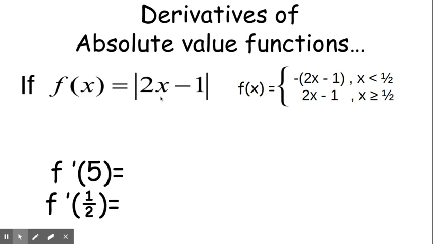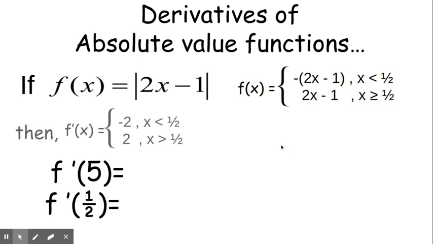So now that we've rewritten this absolute value as a piecewise, now we could answer our question about derivatives. So now we're going to take the derivative of the piecewise by taking the derivative of the top and the bottom. So the derivative of this top function when x is less than 1/2 is just going to be -2. The derivative of the bottom function is just going to be +2. And remember, this one we don't put the equal sign because if the derivative is not the same at the left and right, then it doesn't exist.